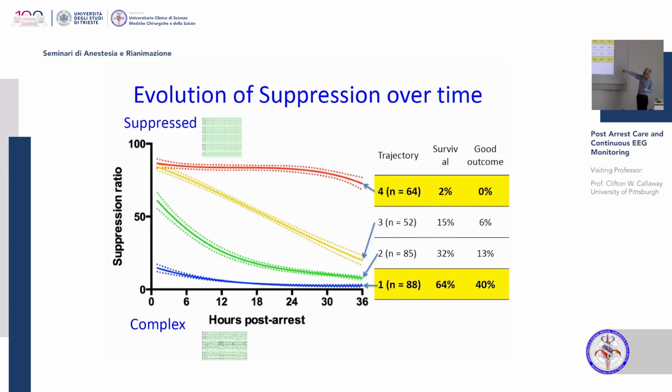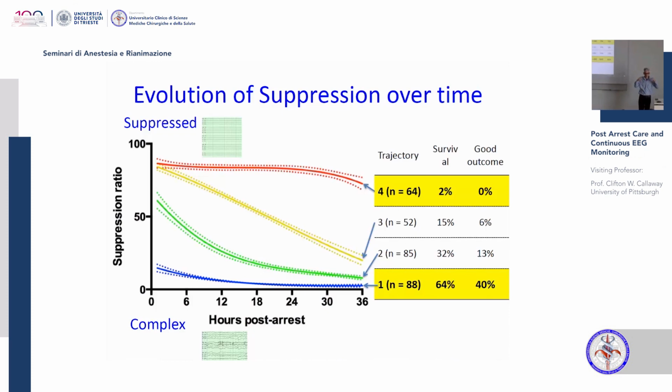At the bottom, you had people in blue who had very low suppression. They had continuous EEG, continuous electrical activity the moment we put on the EEG, and it remained that way for 36 hours. And those people had 64% survival, 40% of them had good outcome. So they're comatose patients, but have a 50-50 chance of good outcome. And then you have the groups in between, people who rapidly improve, they do a bit better than people who slowly improve. So, what do you take away from this?